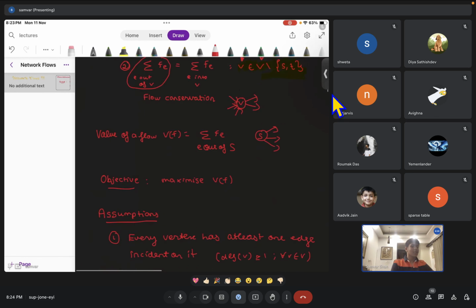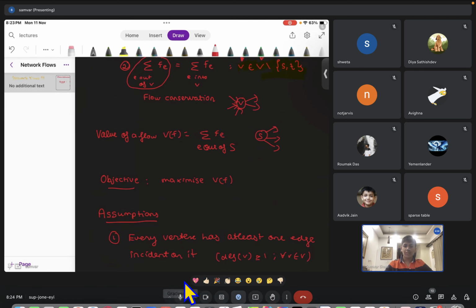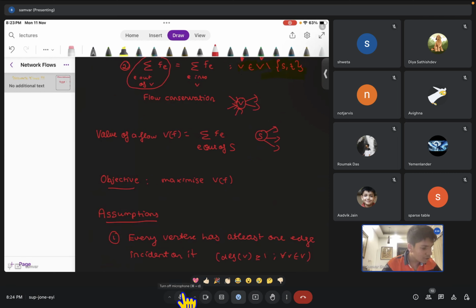Okay. So, can someone bound the value of the flow? Can someone give me a bound for Vf? It can be a very trivial bound, but even the trivial bound will lead to something. So, on the basis of this, can someone give me a trivial upper bound for Vf?